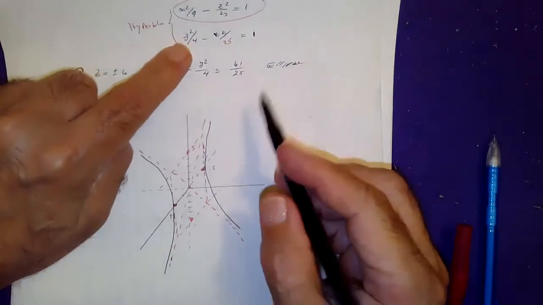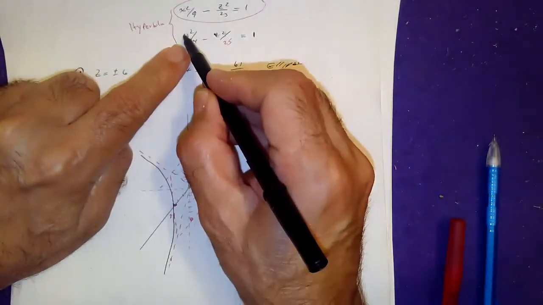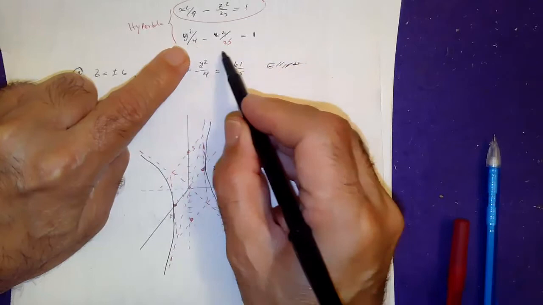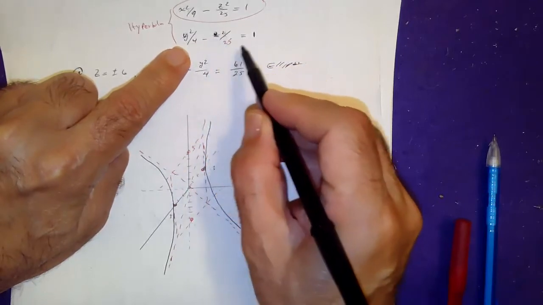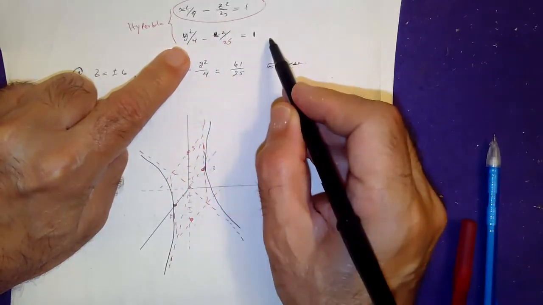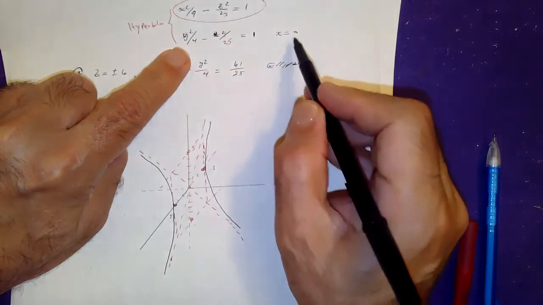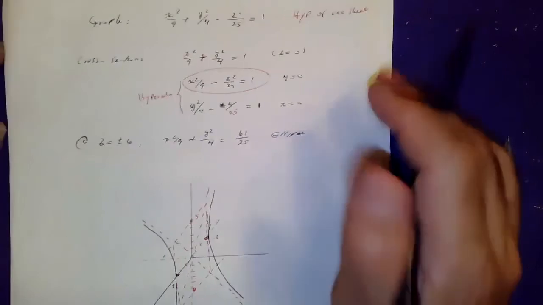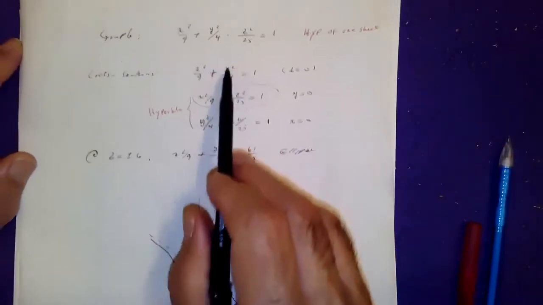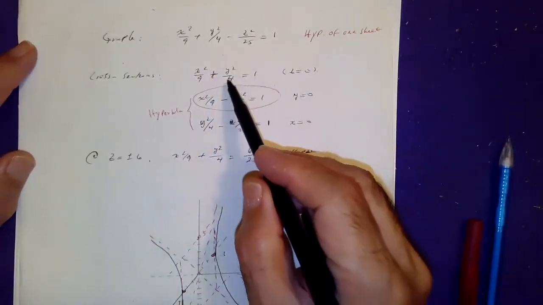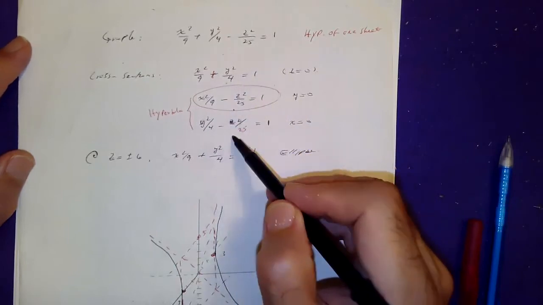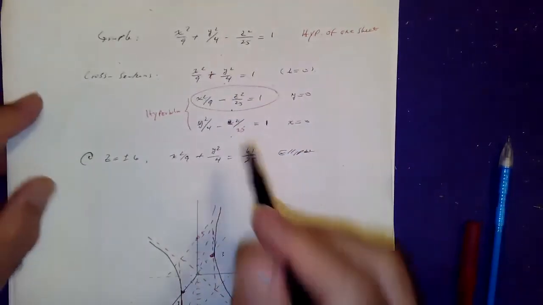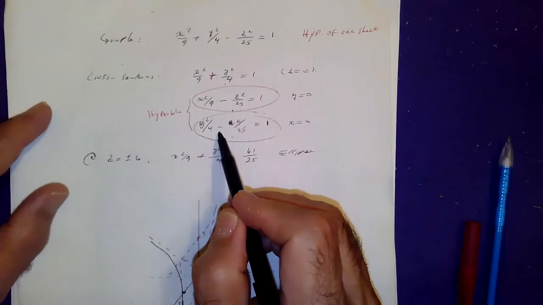For this guy, you have y squared over 4 minus z squared over 25 equals 0. That's like by setting x equal to 0. This is like by setting y equal to 0, correct? These are the cross sections of the surface by the XY plane, XZ plane, and YZ plane. This guy is also a hyperbola because there is a minus between the square terms.